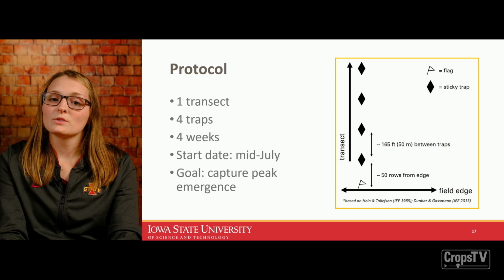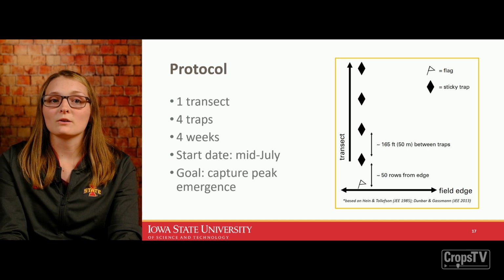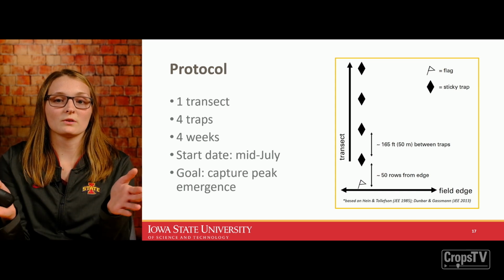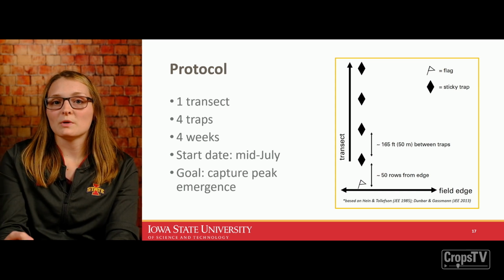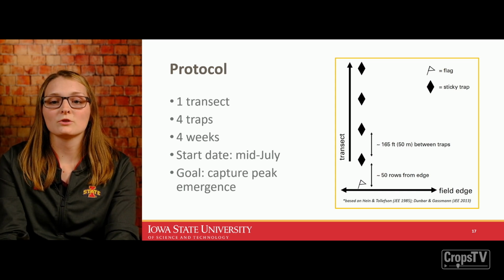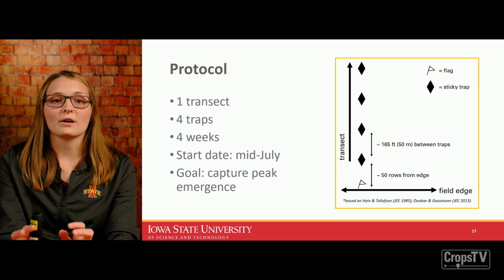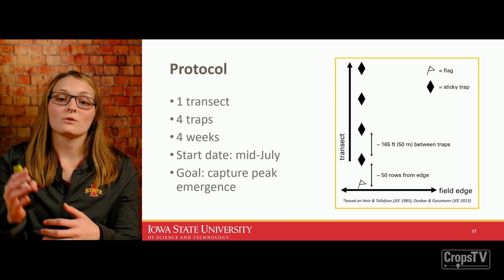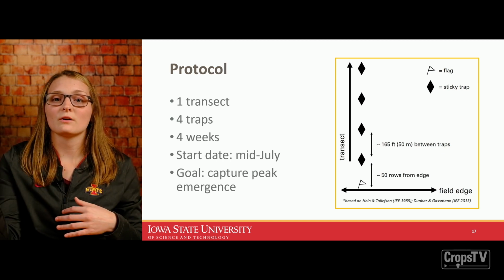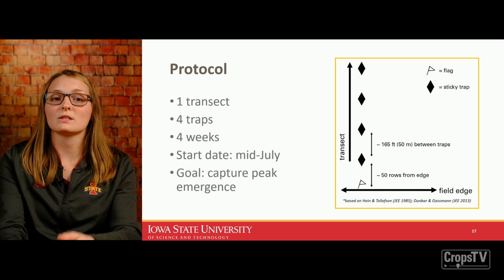So what we asked people to do was just to put out a single transect of 4 traps, and these traps would be placed about 50 meters into the field, so away from a field edge, and then every 50 meters along a single row. And we asked people to trap for just 4 weeks, starting around mid-July. The start date would vary quite a bit based on the location, because we had a wide range of geography involved in this trapping network.